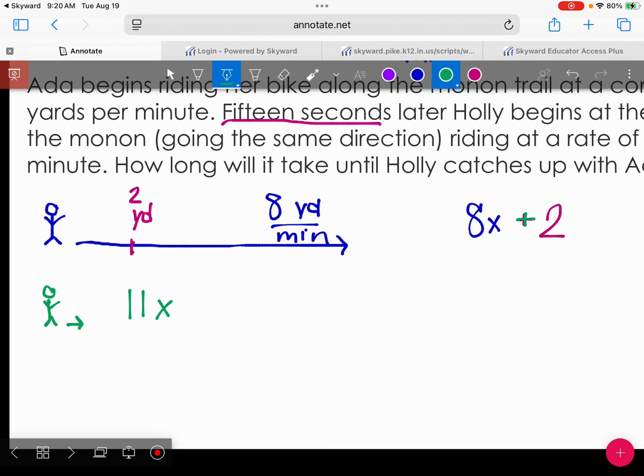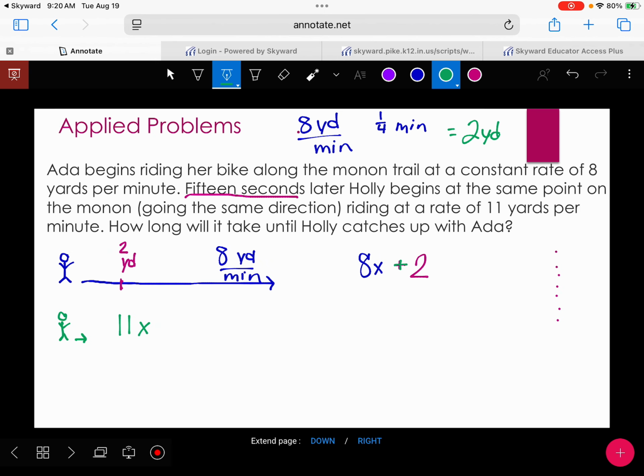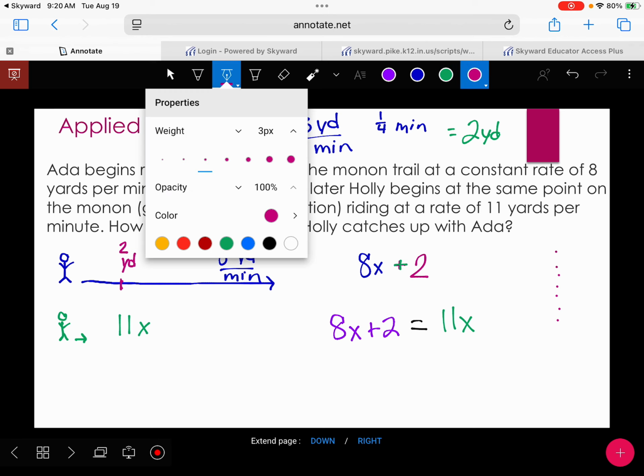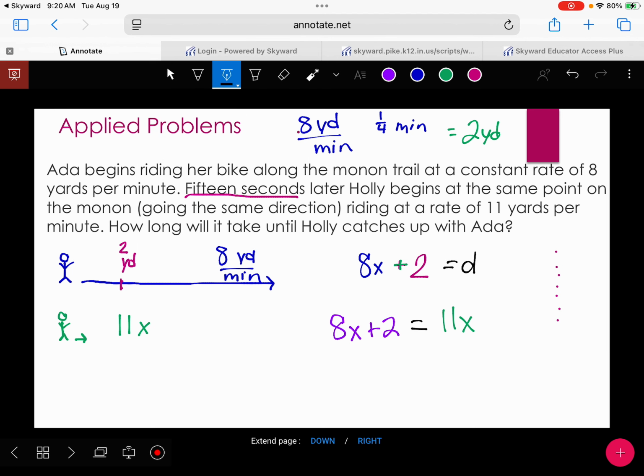You could 100% set it up as 8x and 11x minus 2 if you want to do it that way. Totally valid. But we want to know when they're going to get to the same spot, when they're in the same position. So I want to know when our 8x plus 2 is going to exactly equal our 11x. When they get to the same spot. Because this is the distance that Ada travels, and this is the distance that Holly travels.